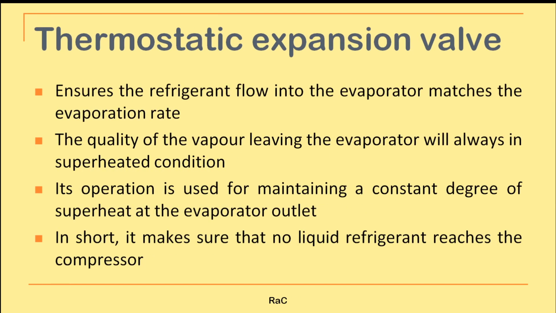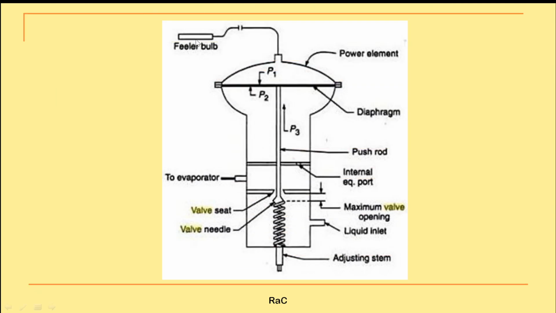Now coming to the second category, thermostatic expansion valve. It ensures that refrigerant flow in the evaporator matches the evaporation rate. That is, there is a thermostat or a feeler bulb, specifically called a feeler bulb, which is connected to the evaporator outlet or compressor inlet. The temperature of the refrigerant at the evaporator outlet will be sensed by the feeler bulb here, and that will control the flow.